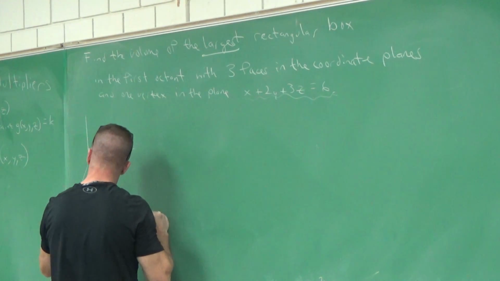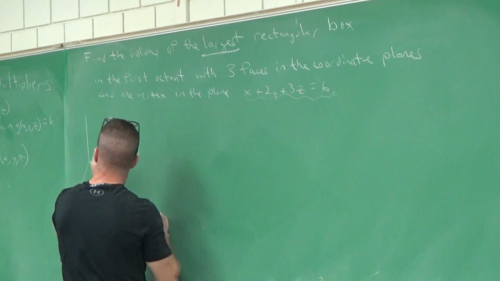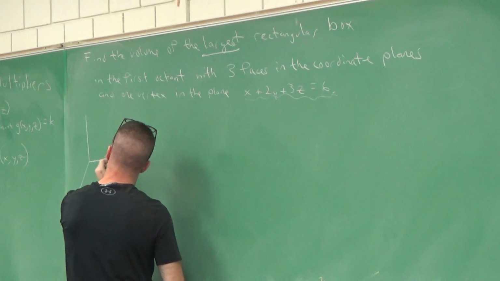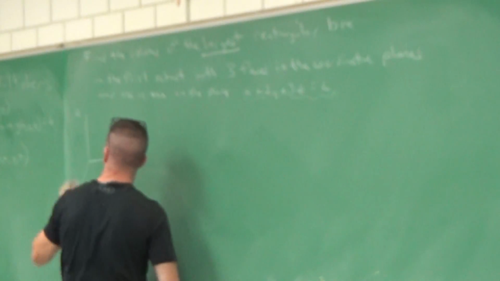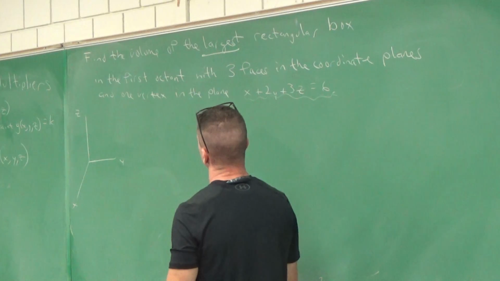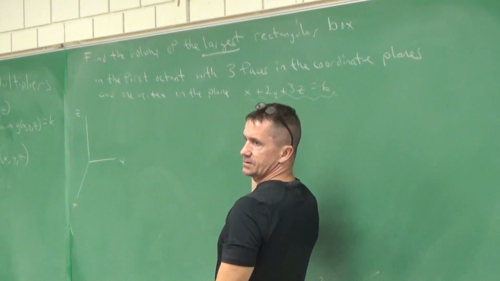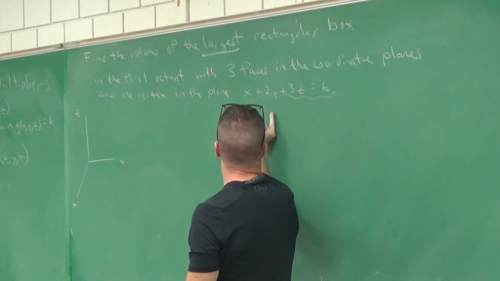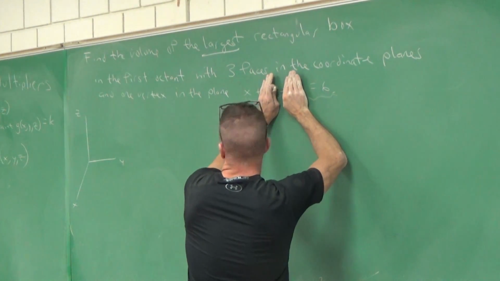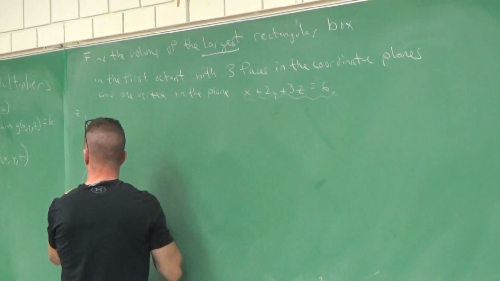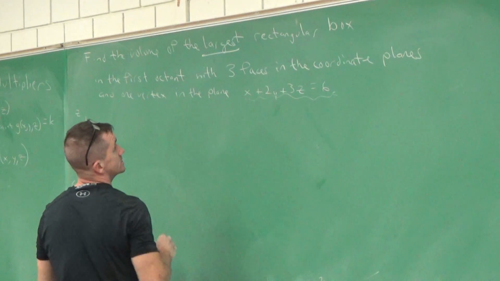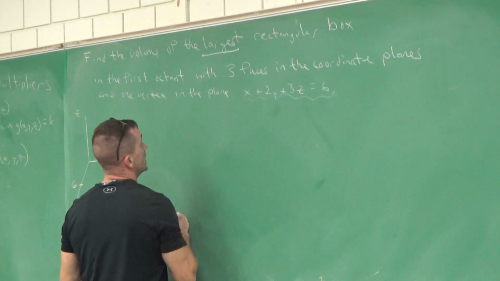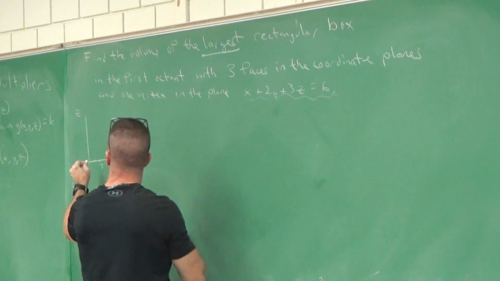Because they said this thing's in quadrant 1, or octant 1. Picture always helps. We're just going to draw a box. Do you remember how to graph that plane? Like, what would be the x intercept of it? 6, yeah. All right, I'm going to put 6. What's the y intercept? 3. And 2.